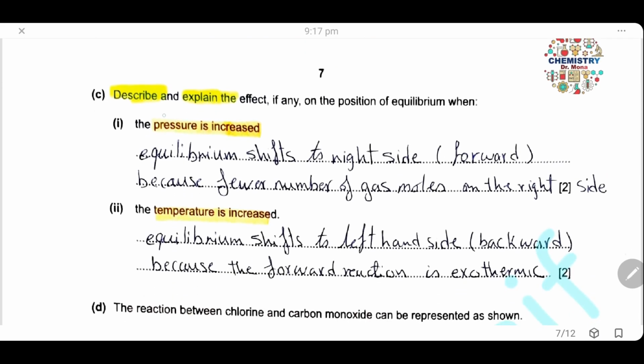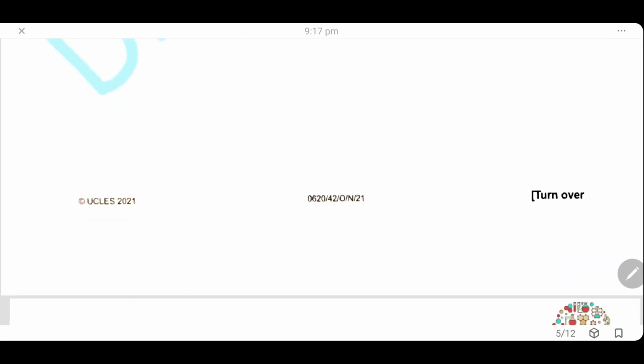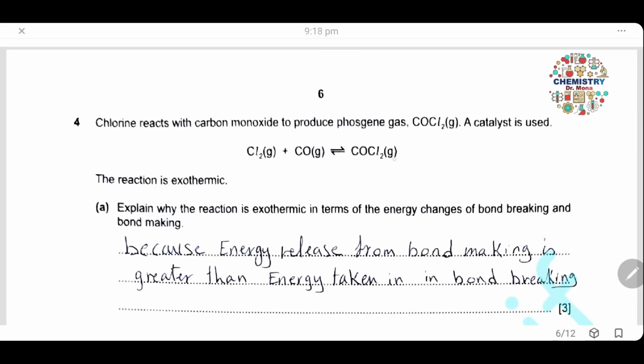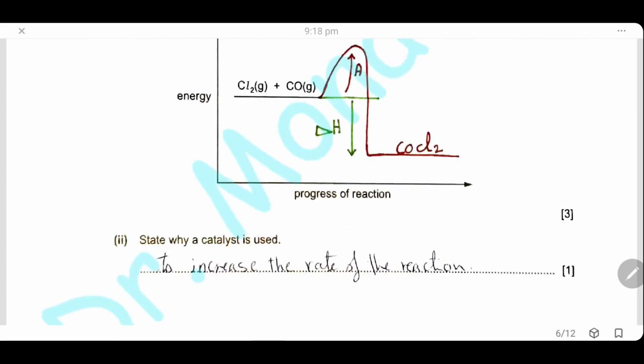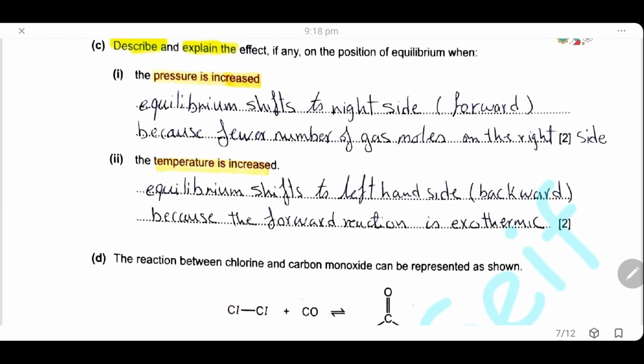Question C. Describe and explain the effect, if any, on the position of equilibrium when the pressure is increased. We'll go back again here. For the reaction, number of molecules, or number of moles, on the right side is 1, and on the left side, number of moles is 2. So here, if the pressure increases, equilibrium will be shifted to the right side toward the forward reaction because it has fewer number of gas molecules on the right side.